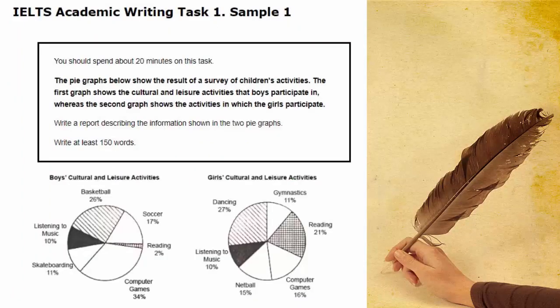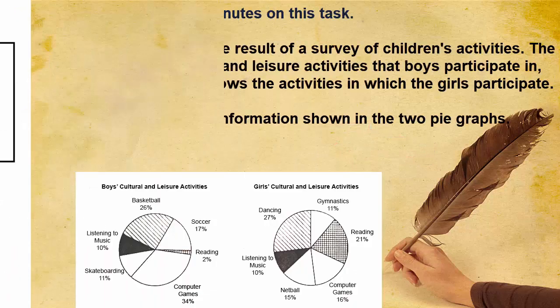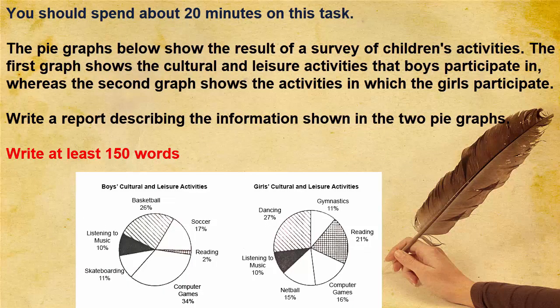So, this is an IELTS Writing Task 1 sample. You have a pie chart to describe, and you have a question card with some important information about your chart. The first thing you need to do is to read the question card. Let's do it together.